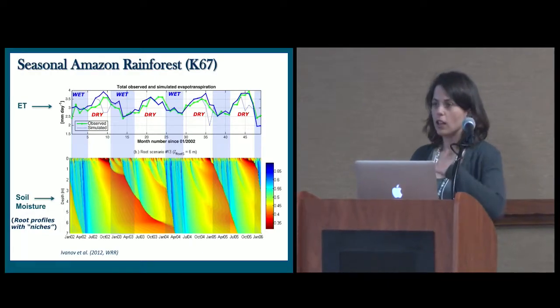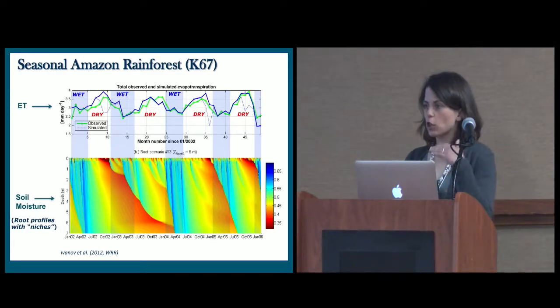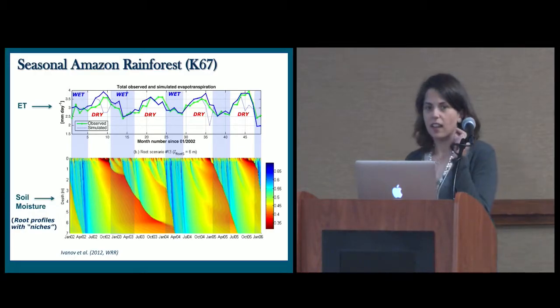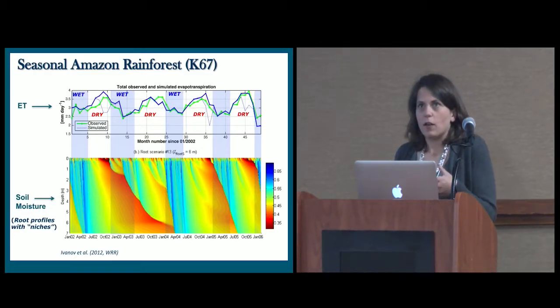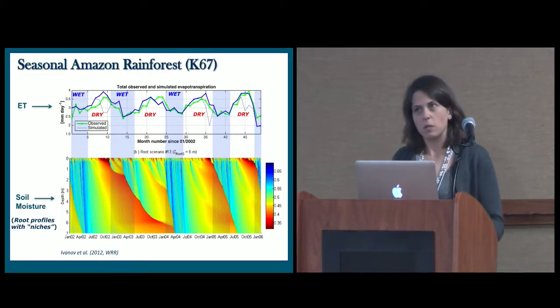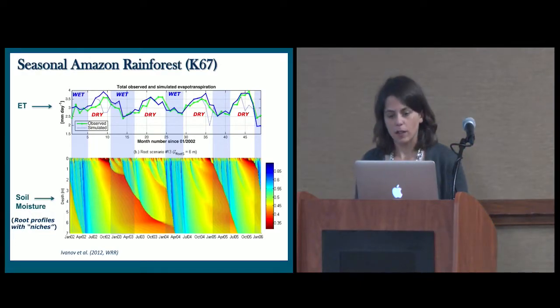So smaller trees in the canopy would occupy a biomass that was shallower. Mid-level trees would have mid-range biomass profiles, and canopy trees would go deeper. And by adding in just that little bit more of a representation of roots, he was able to improve simulations and match more closely what was observed.